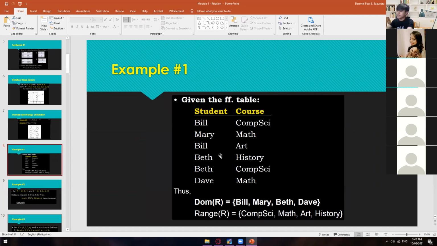So we have here the table, which is the same as what we had on the past slide. In here we have the domain: Bill, Mary, Bill, Beth, Beth, Dave. If you list that on a set, we're only going to have 4 elements instead of 6. Why is that? Because this one is already in the form of a set, and as you all know, if it's a set, it should have distinct and unique elements only. There should be no repeated elements. We have 2 Bills, so just eliminate the other one. We have 2 Beths, just eliminate the other one. So we have a total of 4 only.